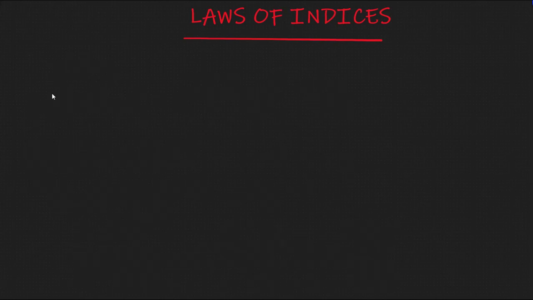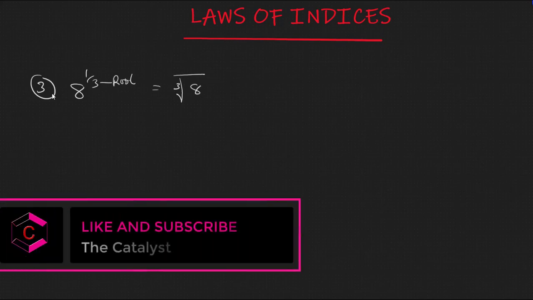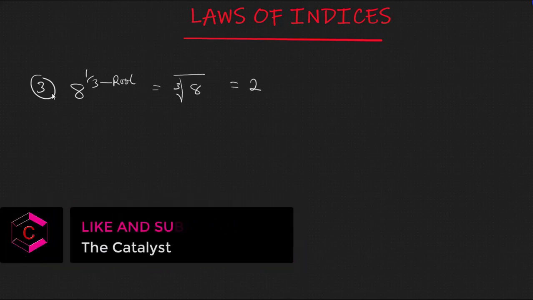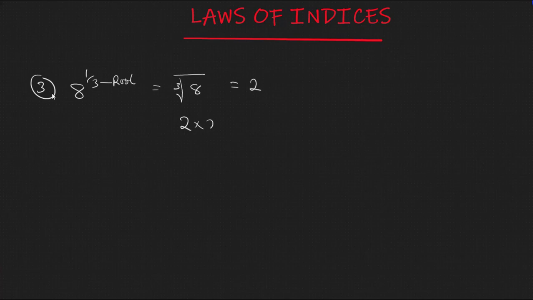Right, the third question is 8 raised to power 1 over 3. Remember that whenever a number is raised to a fractional power like this, the denominator becomes the root. So this is the cube root of 8. And the cube root of 8 is 2. That is, what number do we multiply 3 times to give 8? 2 times 2 times 2 gives 8. That's why the cube root of 8 is 2. So that's our answer.